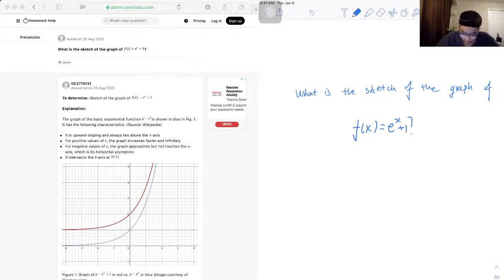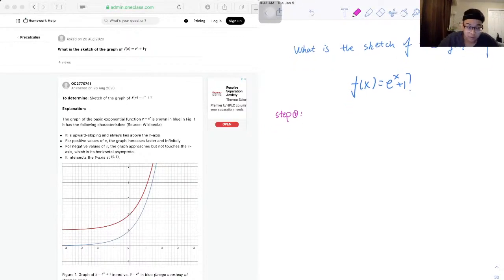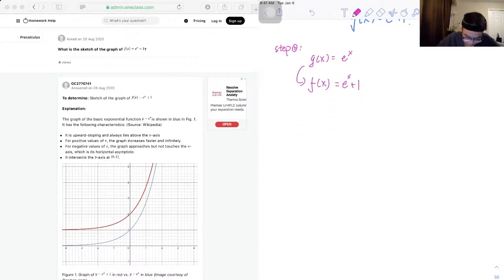So first, let's say step 1. We need to understand the transformation of it, which means, let's say we have a g(x), which is equal to e to the exponent of x, and after a certain transformation, we will get our f(x), which is equal to e^x plus 1. So first, let's draw a sketch for e^x. So we have something like this.